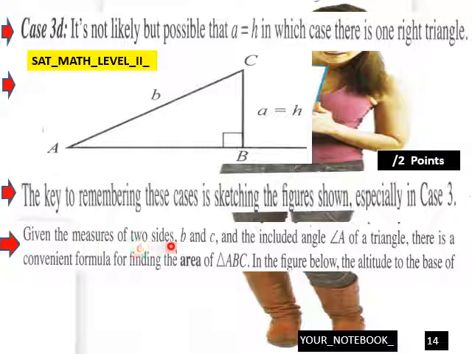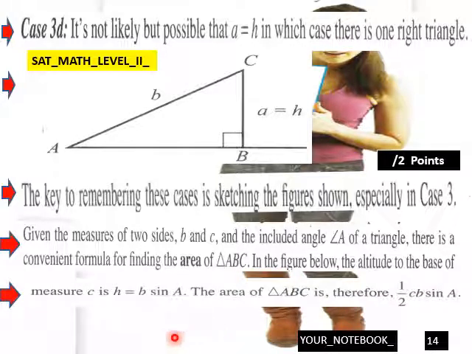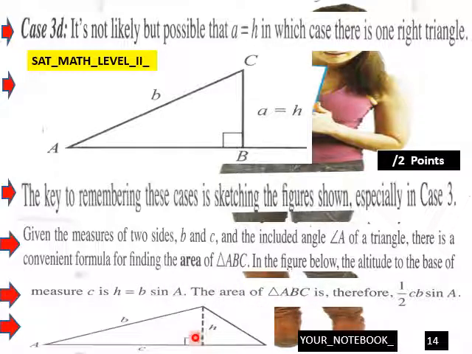Given the measures of two sides B and C and the included angle A of a triangle, there is a convenient formula for finding the area of triangle ABC. In the figure below, the altitude to the base of measure C is H equals B sine A. The area of triangle ABC is therefore 1/2 CB sine A. So these are just other ways of calculating areas of triangles.